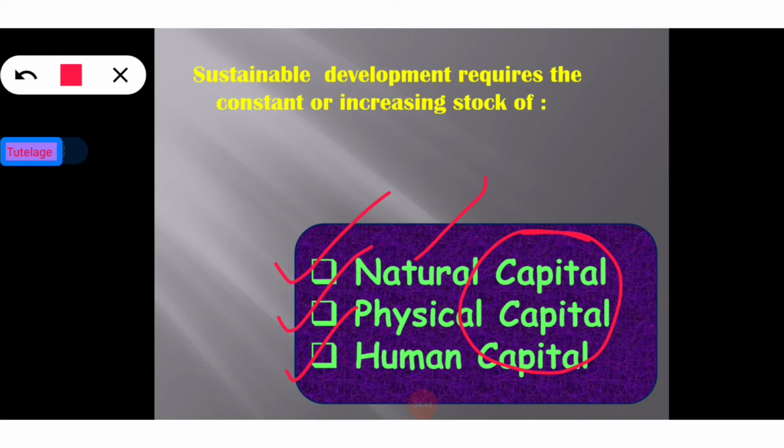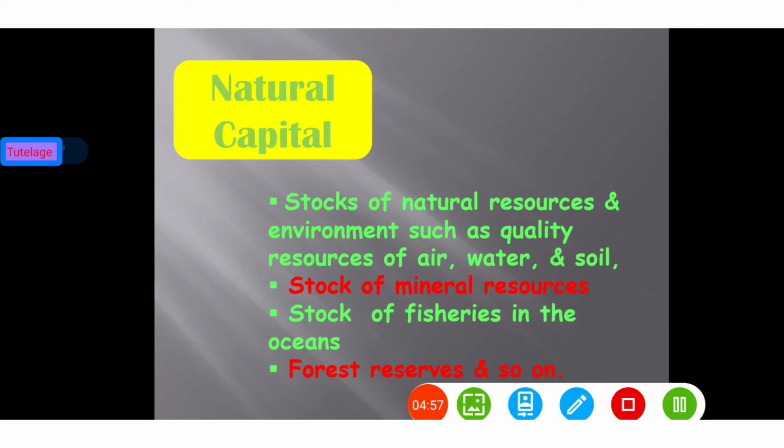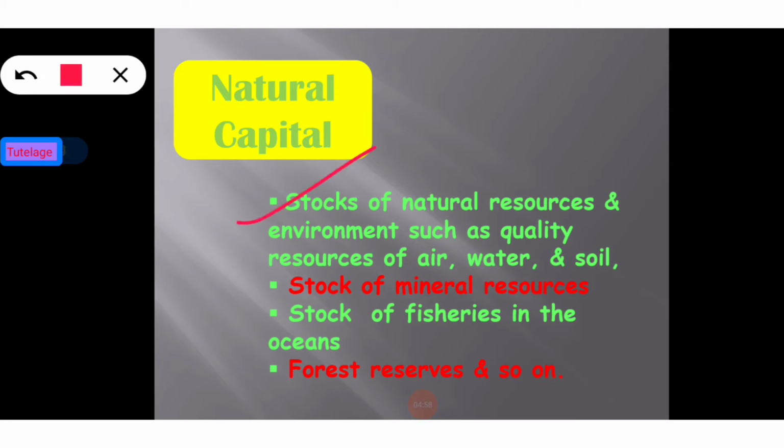So now going to some examples of natural capital. Here we can see some examples of natural capital. The first one is the stocks of natural resources and the environment, such as air, water, soil, all are examples of natural capital. Stocks of mineral resources, fisheries, forest reserves, so all things, air, water, soil, fisheries, ocean, mineral resources, all are examples of natural capital.